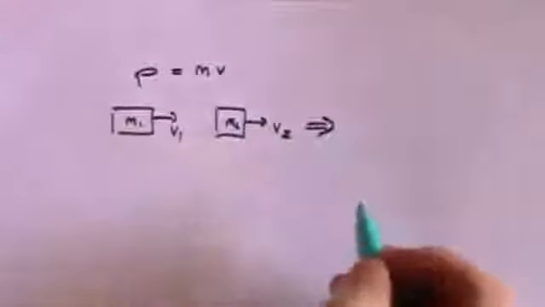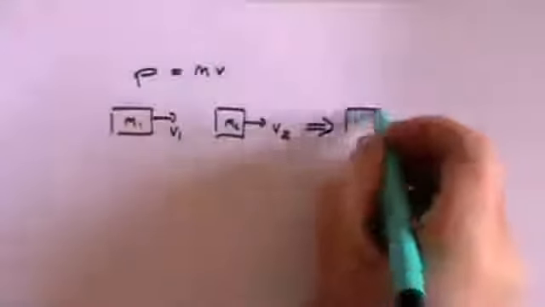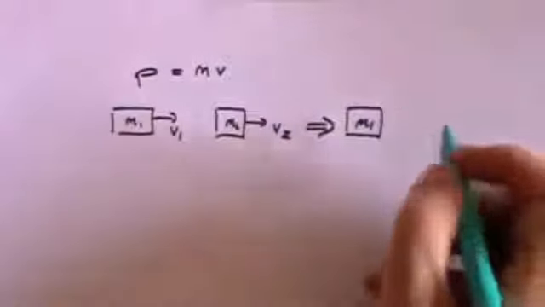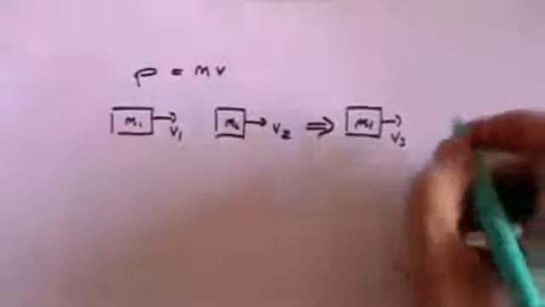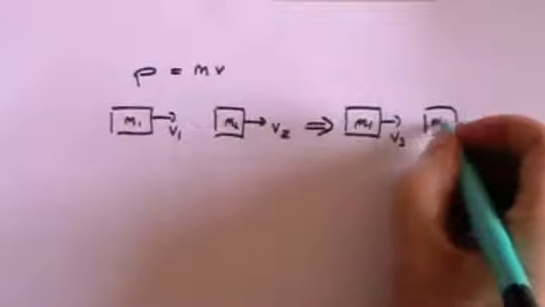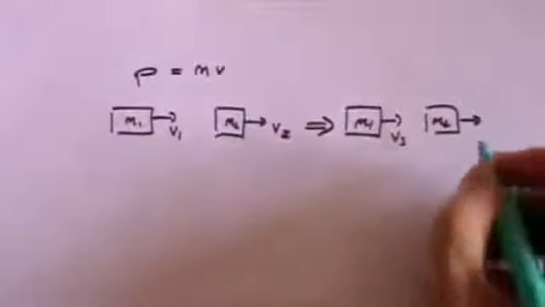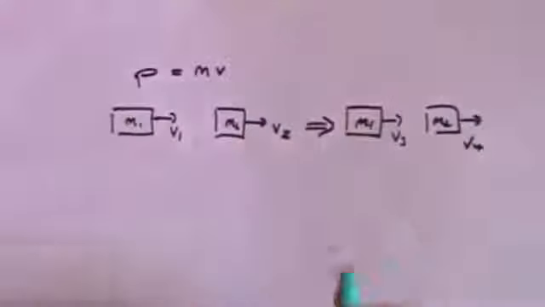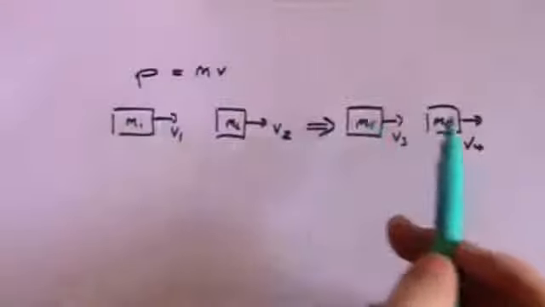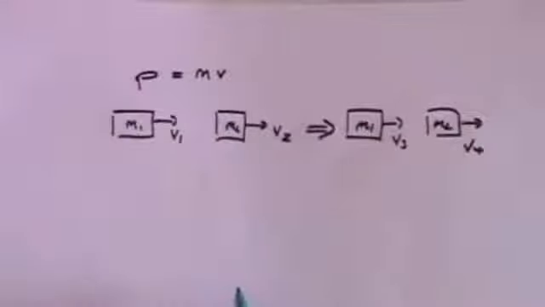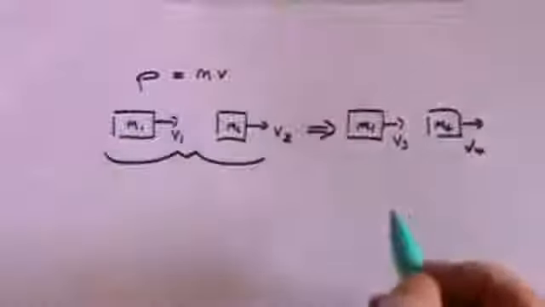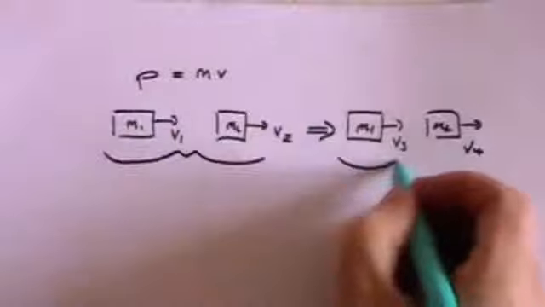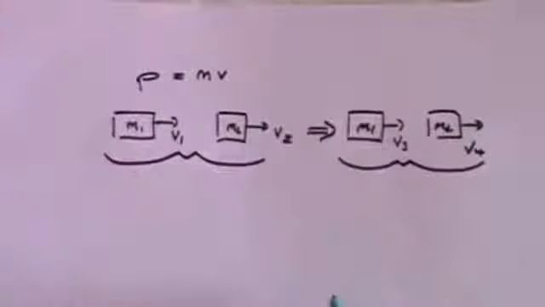And after the collision, you have a situation where the mass m1 now travels at a new velocity v3, and the mass m2 now travels at a new velocity v4. And you'll notice that they are all in one dimension, which is why we talk about momentum in one dimension. Then what you can say is that momentum is conserved, and that means that the total momentum before the collision will equal the total momentum after the collision.